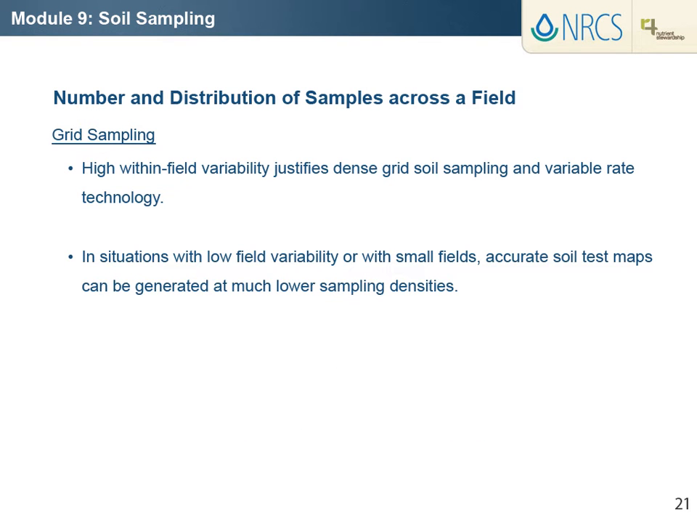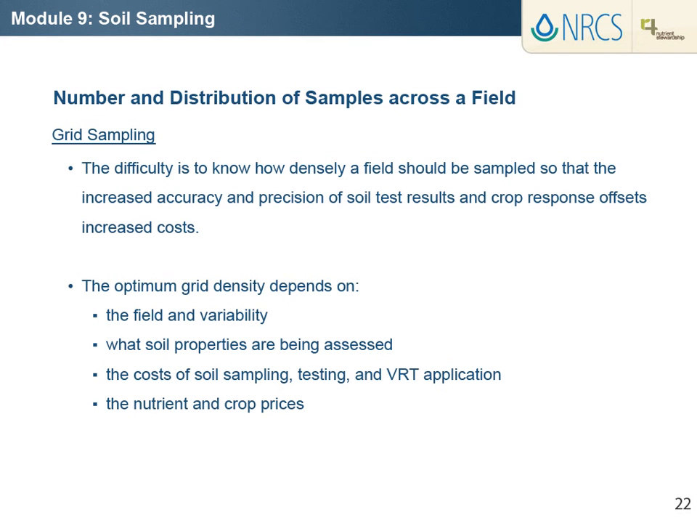The very high within-field variability present in many fields clearly justifies dense grid soil sampling for nutrient application using variable rate technology. In other situations, however, accurate soil test maps can be generated at much lower sampling densities. The issue is to know how densely a field should be sampled so that the increased accuracy and precision of soil test results and crop response offsets increased costs.